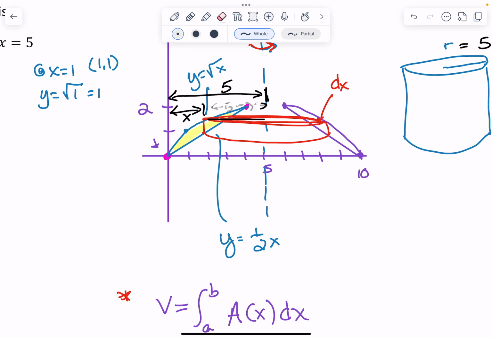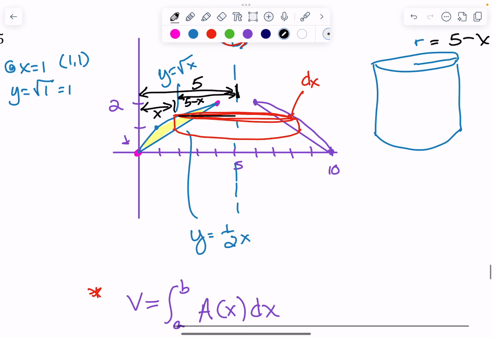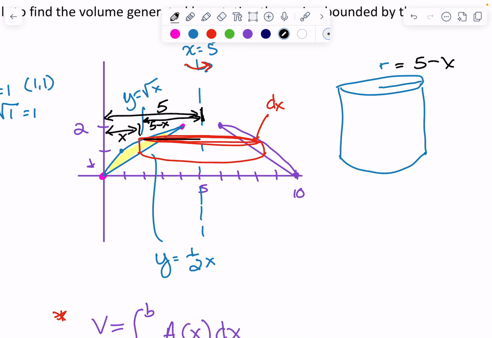Move it up a tad for you. So what I'm saying is that my distance from this line all the way over to the y-axis is 5. My distance from here to the y-axis is x, because that's my x distance. That means my distance from here to here, just in this little interval, is 5 minus x. That makes sense, because if I add those together, they add up to 5. All right, so that's my radius.